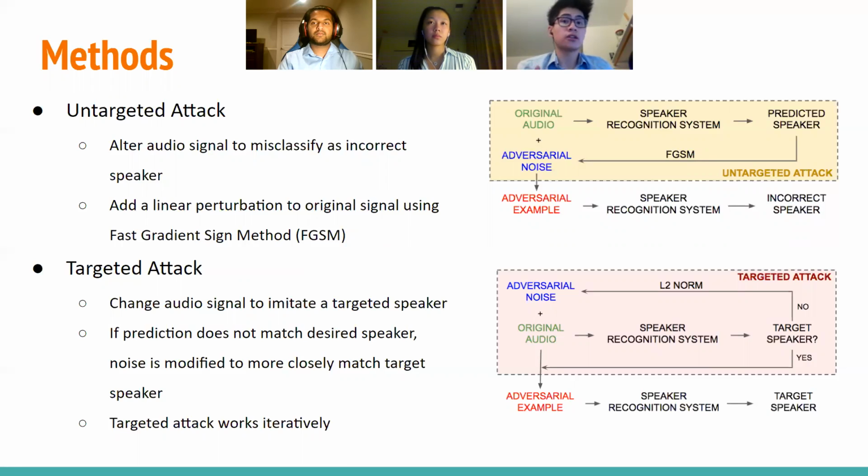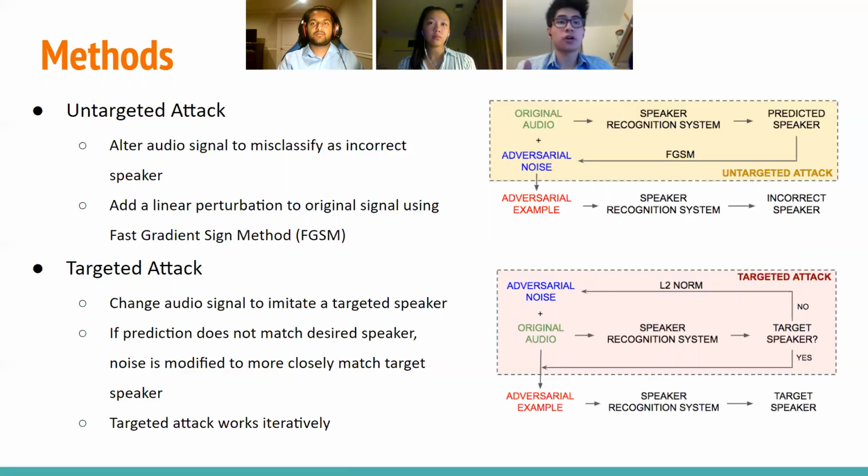We perform our attacks by adding a small perturbation to the original audio using the fast gradient sign method. With the fast gradient sign method, we determine what kind of noise we can add to most negatively impact the model's accuracy. We varied the strength of this perturbation, which we'll discuss more later in the results.